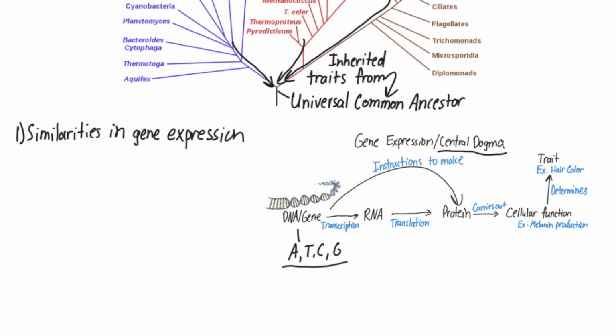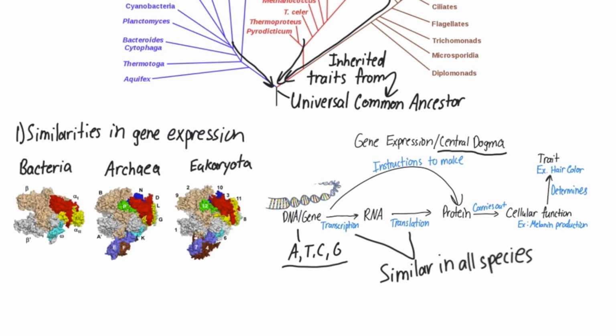In terms of gene expression, transcription and translation are carried out in a remarkably similar way in all species on Earth, from bacteria to multicellular eukaryotes like us. We can even see close similarities in the structure of these proteins involved in transcription that would only be present if these very different species shared a common ancestor. These similarities could not have occurred by chance.